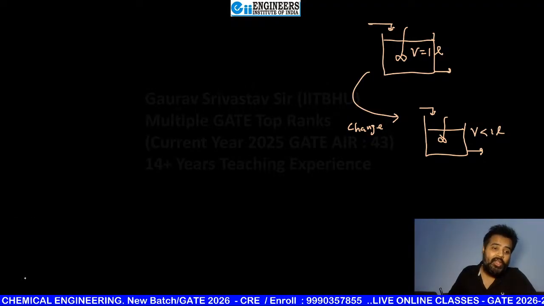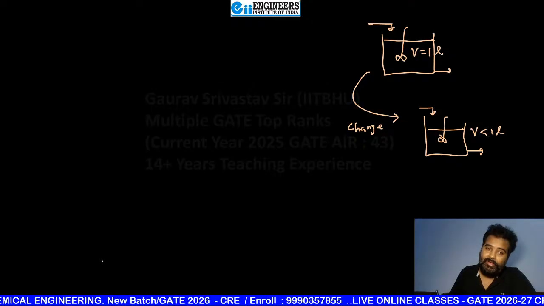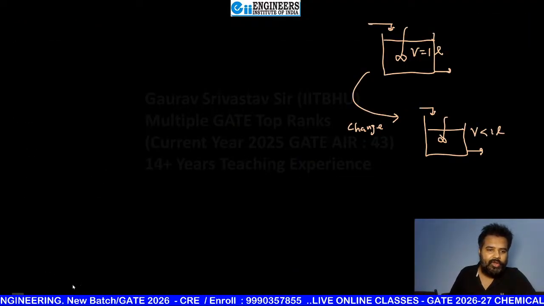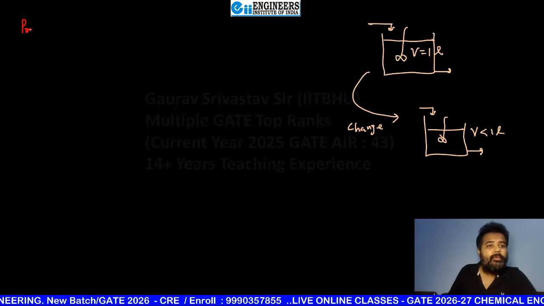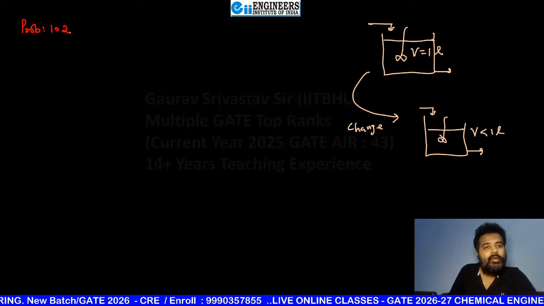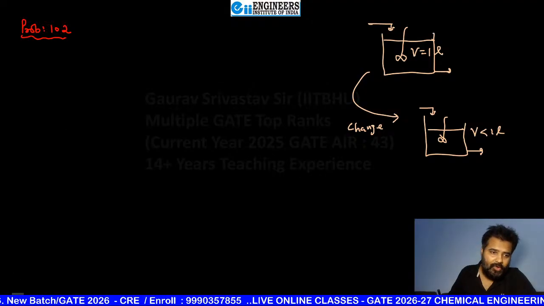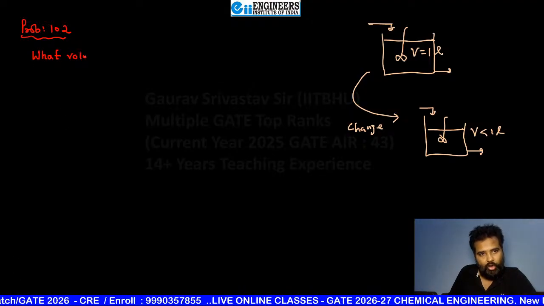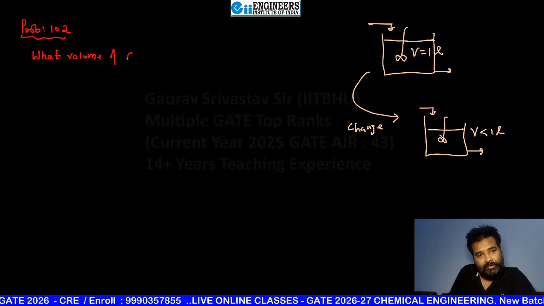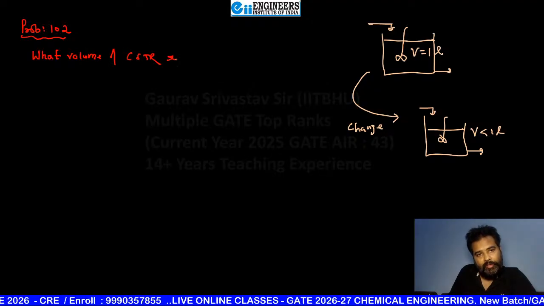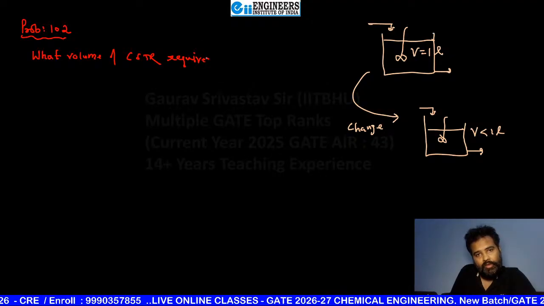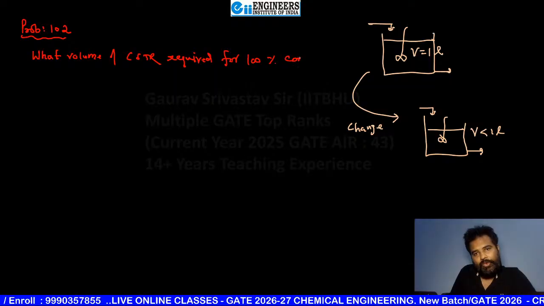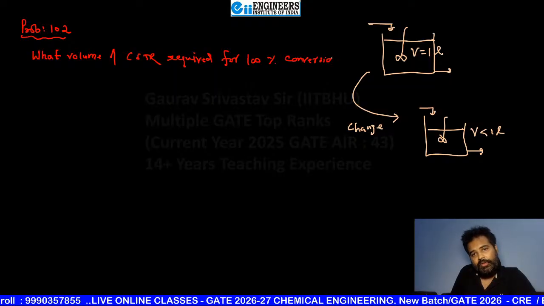So in your examination, they can frame one more question. See, so this was problem 101. See problem number 102 here. What volume of CSTR is required for 100% conversion here? If someone asks like this, then what to do?